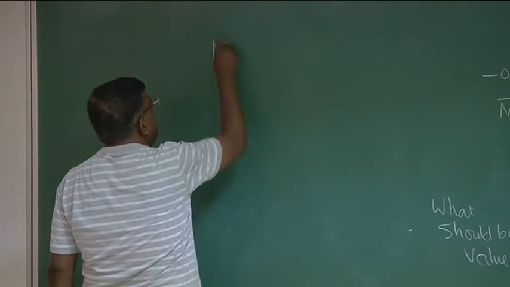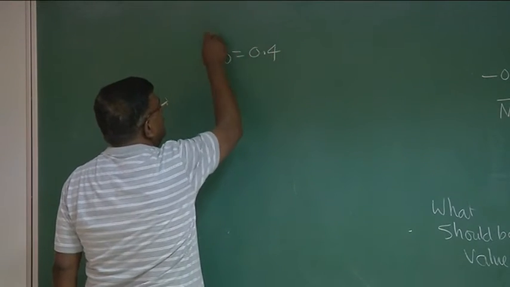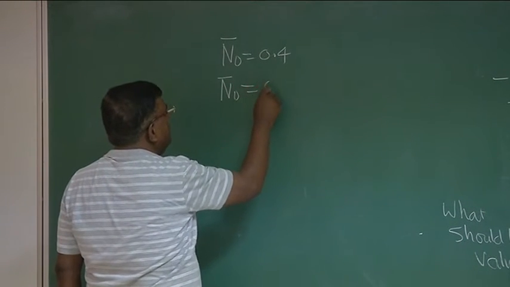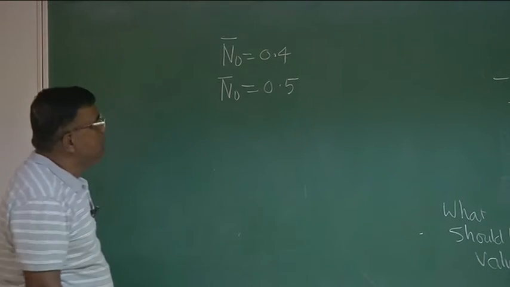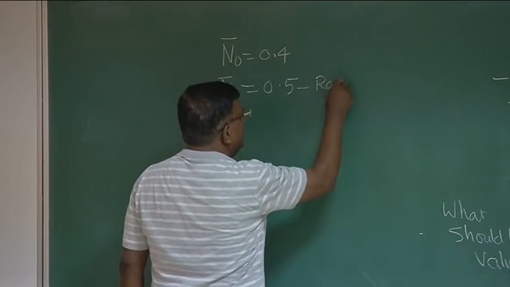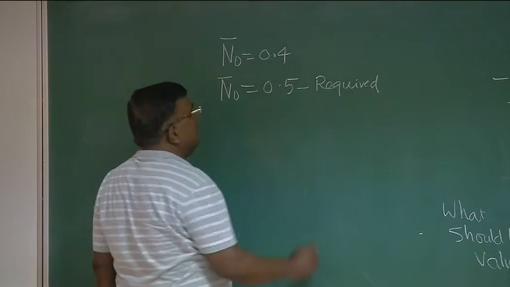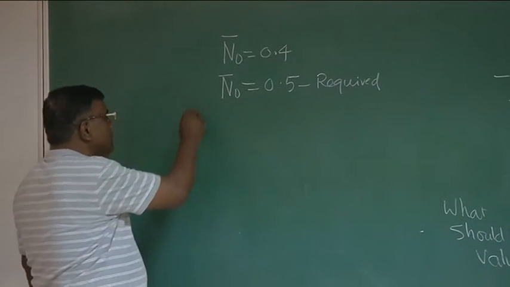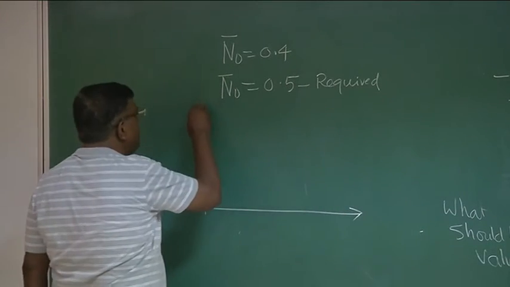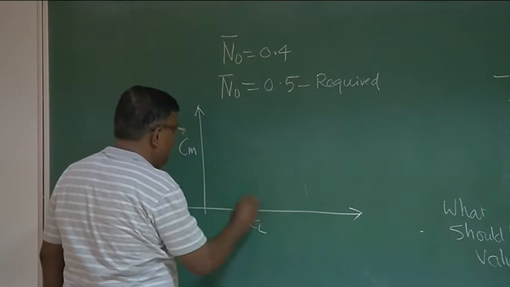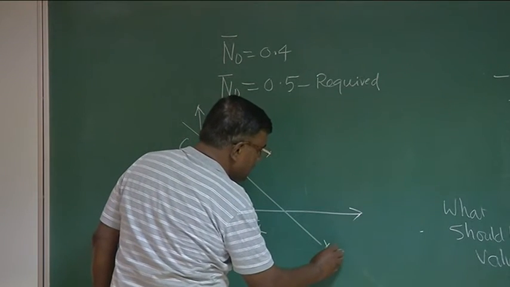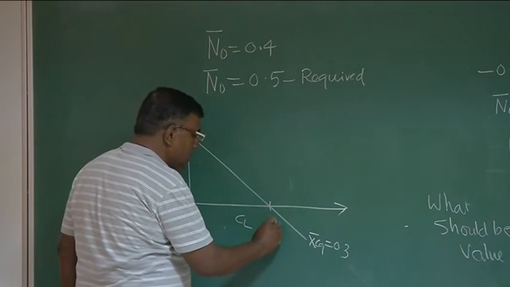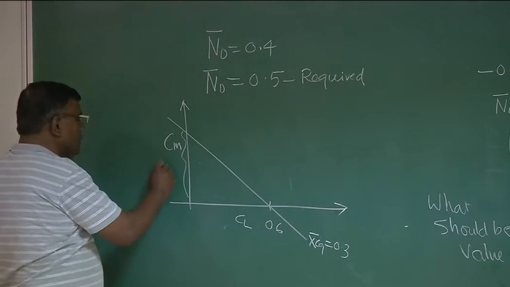Let's say you have got N0 equal to 0.4 as given in the example. But you want that your airplane should have N0 equal to 0.5. That is what is required. I'm talking about design iteration, right? What is to be done? So again, revisit this graph. We say CM versus CL. This is XCG equal to 0.3, and this is 0.6, and this is 0.06.